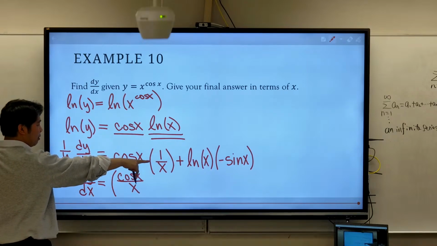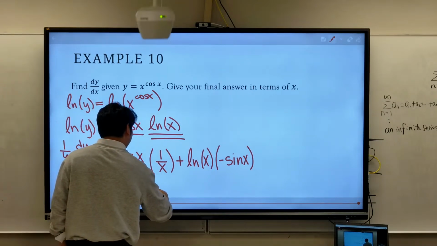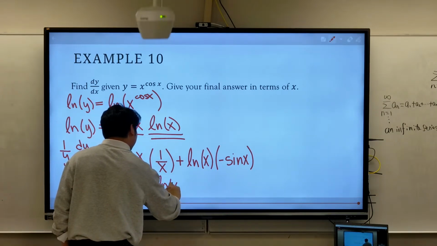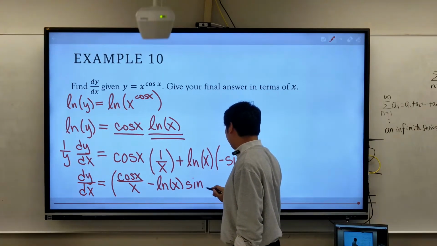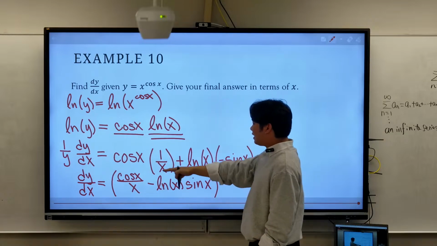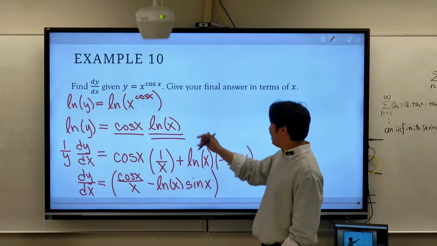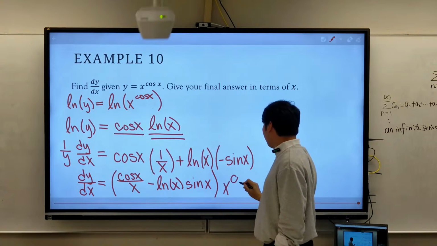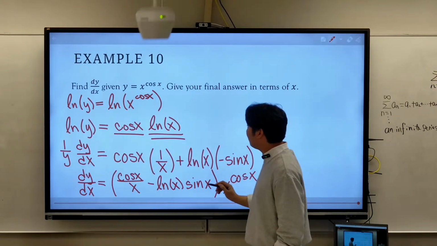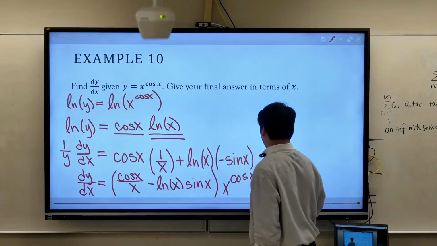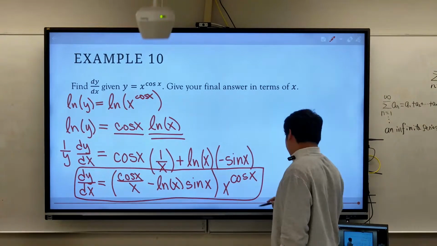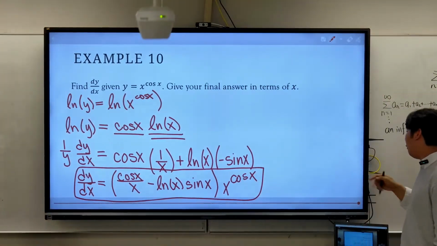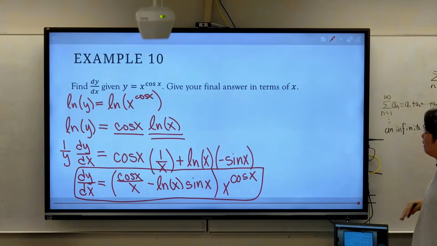Natural log of x times negative sine of x. There's not much I can do there. I'm going to write it as natural log of x times sine of x, putting the negative up front. And then times y. But we know y is x to the cosine of x power, giving me my final answer. dy/dx is equal to cosine of x over x minus natural log of x times sine of x, times x to the cosine of x power.